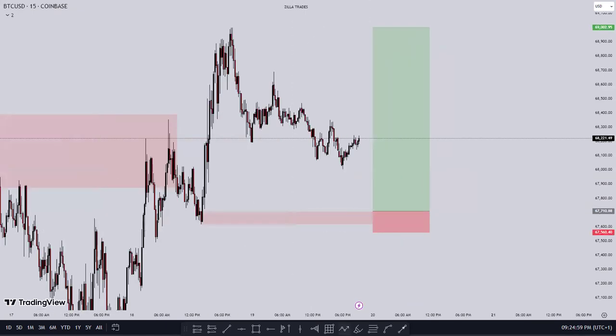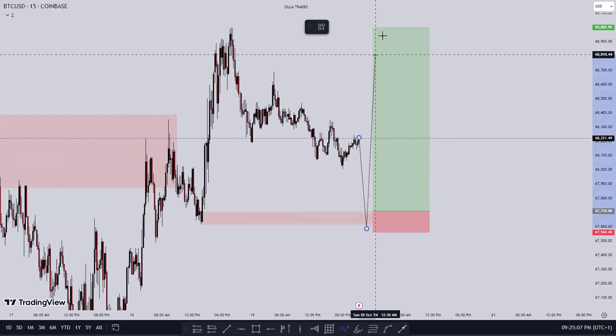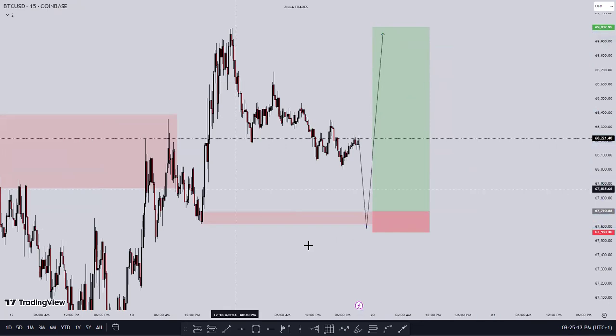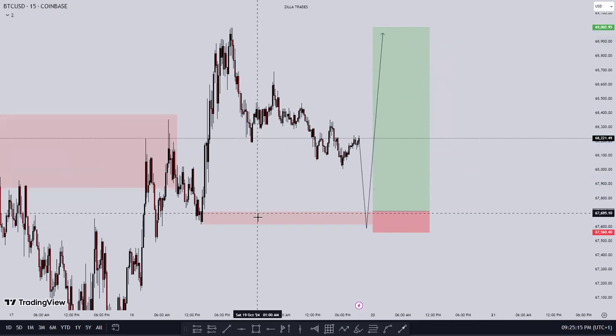The reason why I say to give it breathing space is that, like I said, price sometimes may come down like this, sweep this low a little bit, then buy again. That's why you need that breathing space. So this is how you refine your order block.